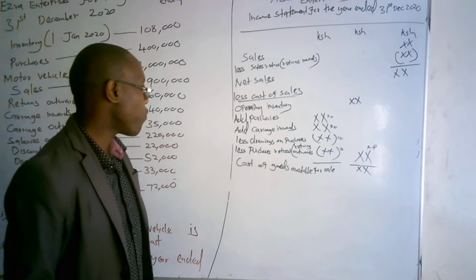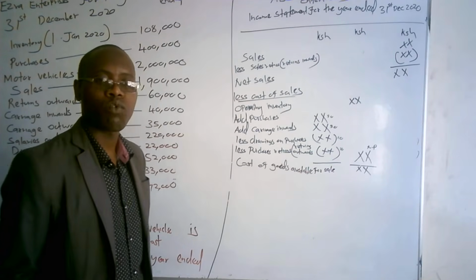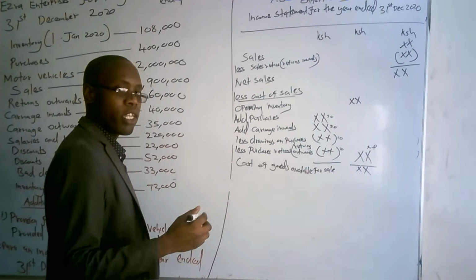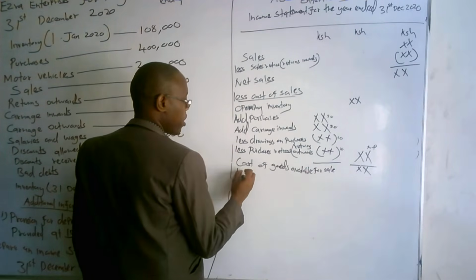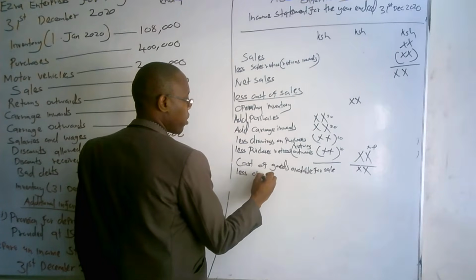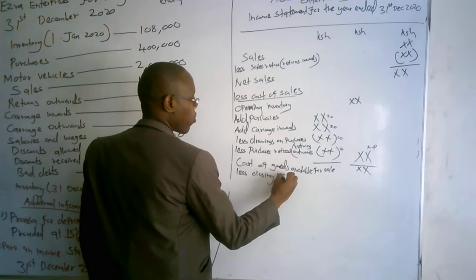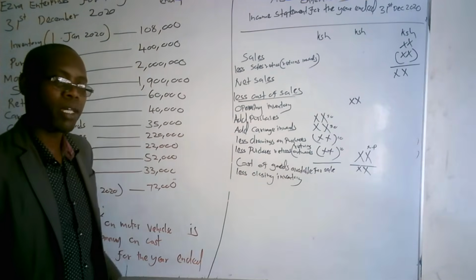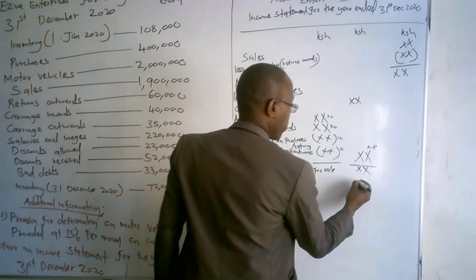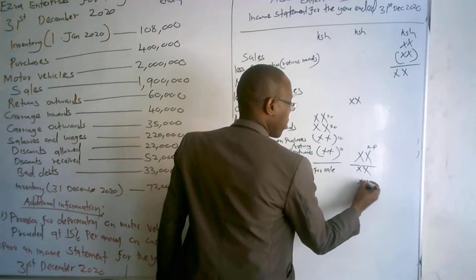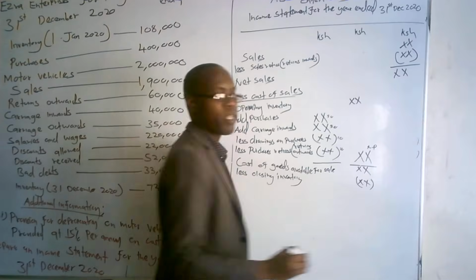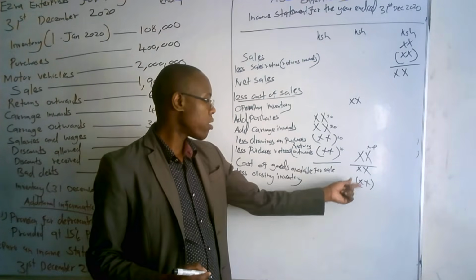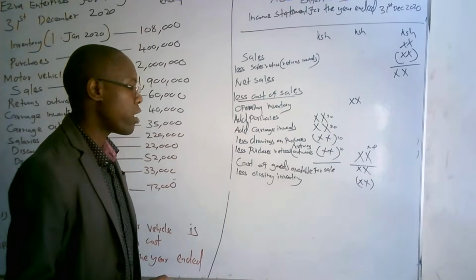After getting the cost of goods available for sale, we have to subtract the closing inventory. So we say less closing inventory. And the closing inventory, again, I've said is the same as the closing stock. Because you are lessing, it should be inside that bracket, and you less it from the cost of goods available for sale.